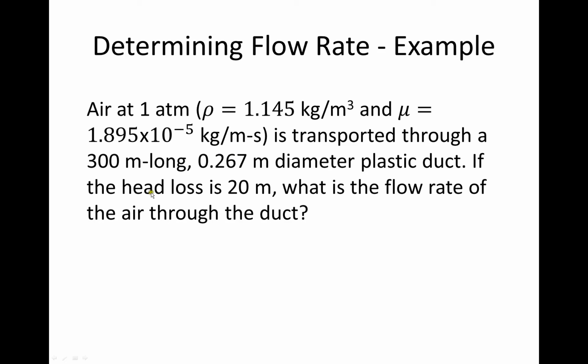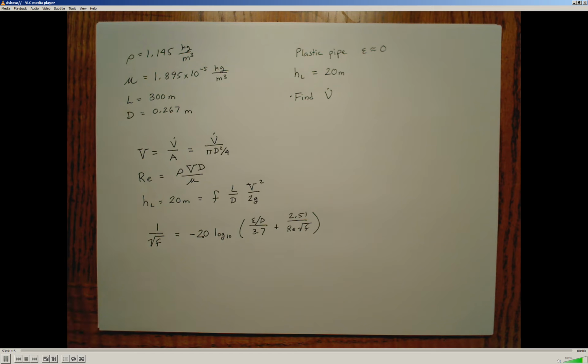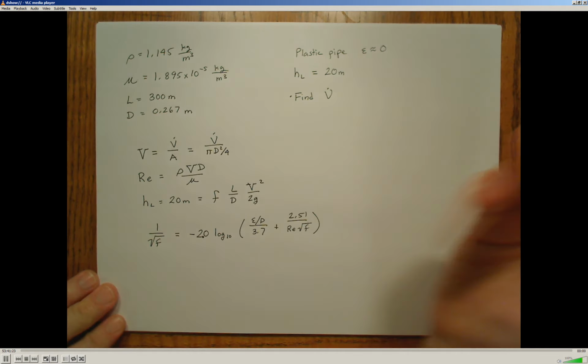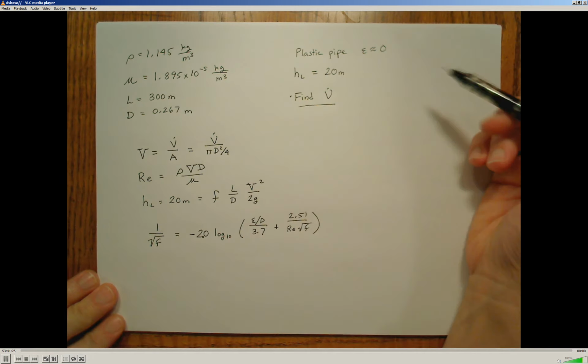So for this problem, we're assuming that the head loss is going to remain constant at 20 meters, and we want to determine the flow rate of the air through the duct. So in order to do this, again, we're going to start by writing all of the variables that we know in the problem and determining what it is that we're trying to find. And in this case, we're trying to find the volume flow rate of the fluid.